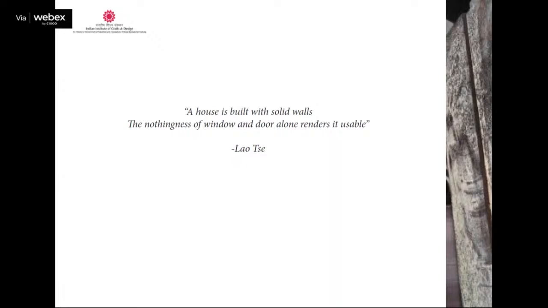Unless there is a window and door, the house is not usable. So a house must have a window and door to allow a human to enter. Similarly, a craft that is being marketed or manufactured must have something communicating with the user or the consumer. That communication could be something like adding some more functionality.